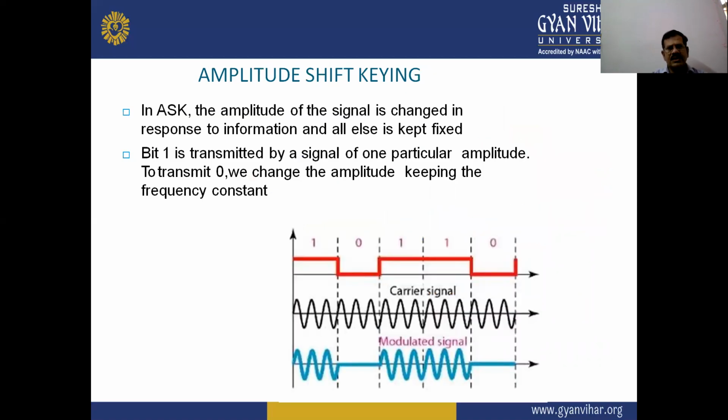In amplitude shift keying, ASK, the amplitude of the signal is changed in response to information and all else is kept fixed. One is transmitted by a signal of one particular amplitude, and to transmit 0, we change the amplitude, keeping the frequency constant. So in this ASK, the frequency remains constant, but the amplitude of the signal is changed, and you can see this change in this waveform presentation.